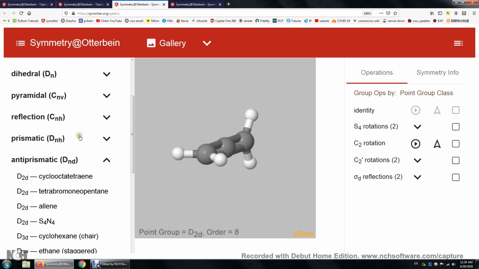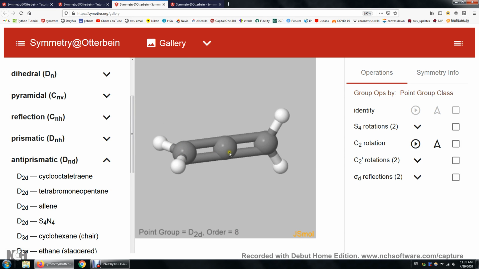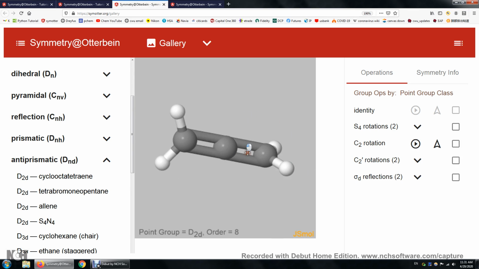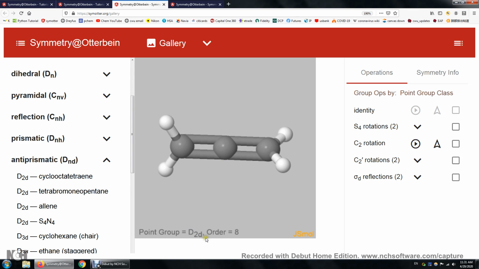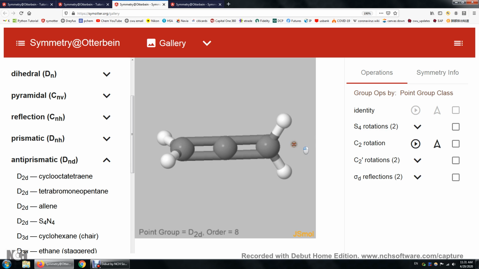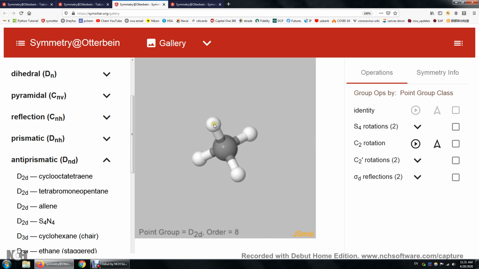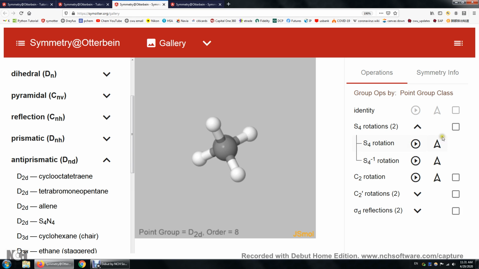Now let's look at one of the gallery problems. This is allene, CH2CCH2. The point group is D2d. You can see here there are 8 different symmetry operations. Thus, this D2d point group has an order of 8. Now let's look at some of the symmetry operations. Identity means doing nothing. We don't care about this. And then as for S4 rotation, let's rotate 90 degrees followed by a reflection. There are 2 S4 rotations because you can rotate 90 degrees or negative 90 degrees.